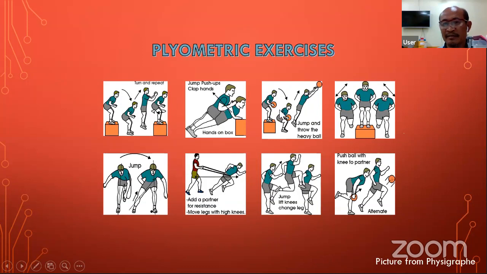Here is more advanced because of more resistance, extra load when you do drop jumps. It's more advanced.